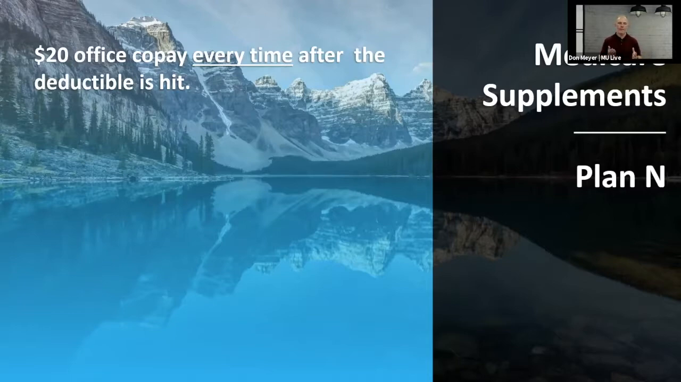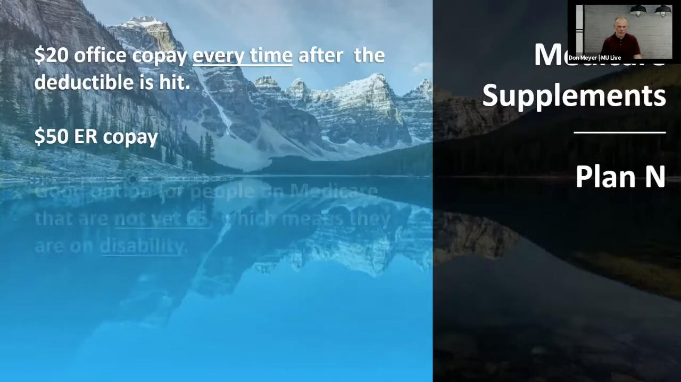But that's the $20, and it doesn't matter if it's a primary care physician or a specialist. It's a $20 office copay. There's also a $50 ER copay, and that does not get assessed if they get admitted. But that's $50 for the emergency room.